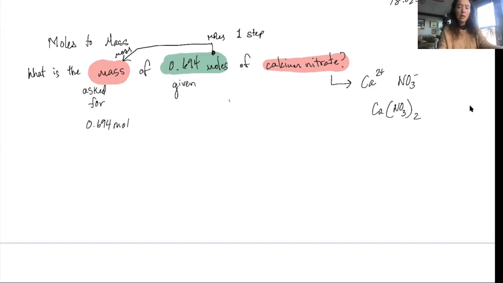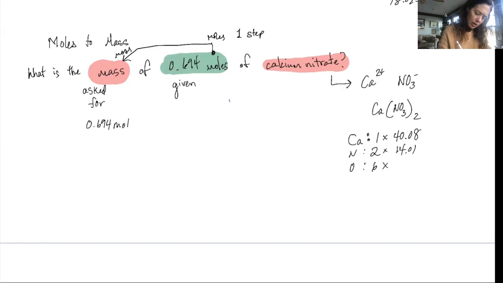We need to get the molar mass. So I'm going to pull out my periodic table. I'm going to go to my calcium, and I have one. Calcium is 40.08. Nitrogen, I've got two. That's times 14.01. Oxygen, I've got six, and that is times 16. So put that in your calculator. All I do, guys, is 40.08 plus parentheses 2 times 14.01 close parentheses plus parentheses 6 times 16 close parentheses equals, make sure it makes sense, 164.10.